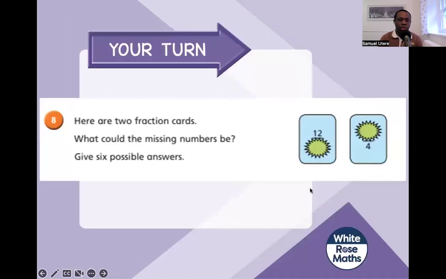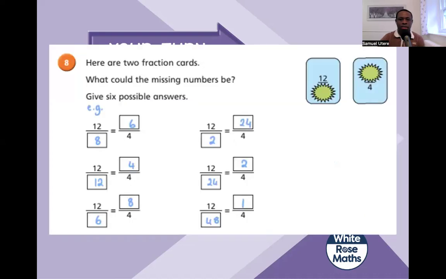Pause the video and answer question 8 in 2 minutes. Assuming you've paused the video and you've answered question 8, here is the answer. So you were asked, here are 2 fraction cards. What could the missing numbers be? Give 6 possible answers. There are so many answers. We could use this one, 12 over 8. So dividing by 2, that means that should be 6 and that should be 4. So there are so many possible answers.